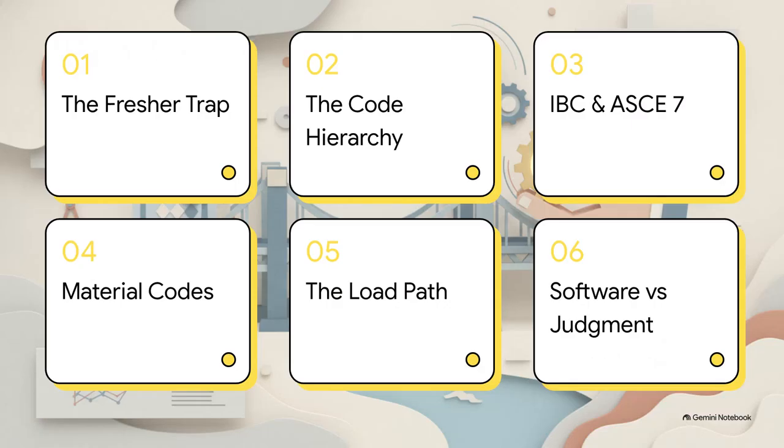And here is our exact roadmap for today. We'll hit the fresher trap, the code hierarchy, understanding IBC and ASCE 7, material codes, the load path, and finally, software versus judgment. By the end, these won't look like hundreds of unrelated documents anymore.